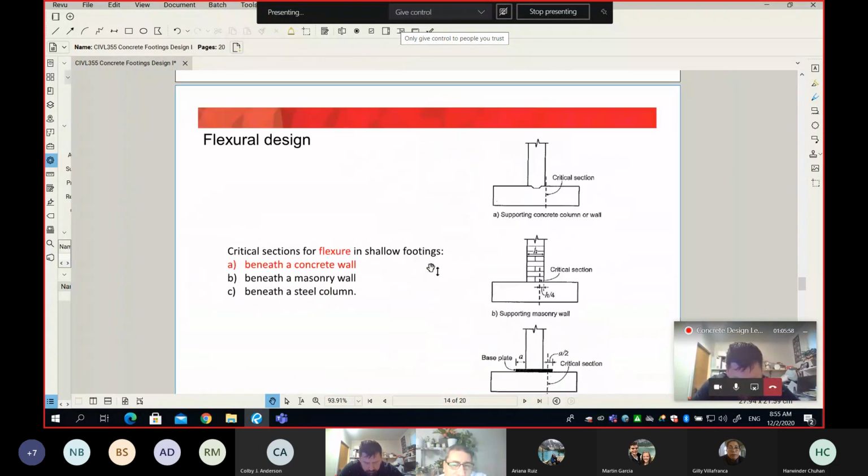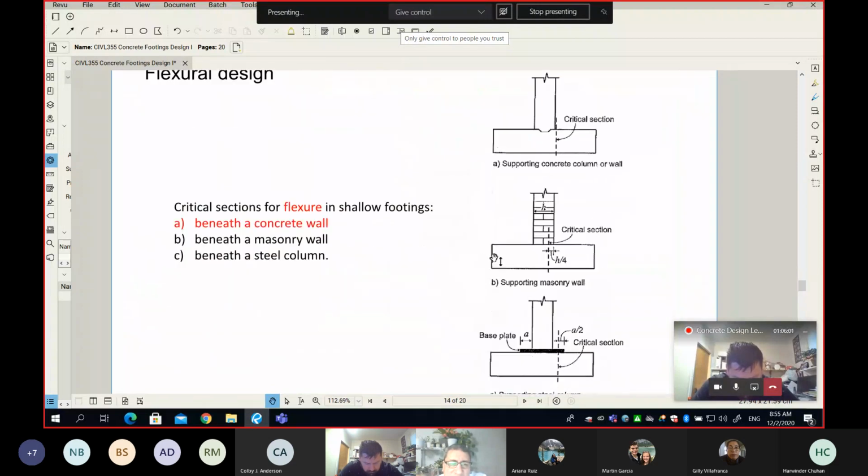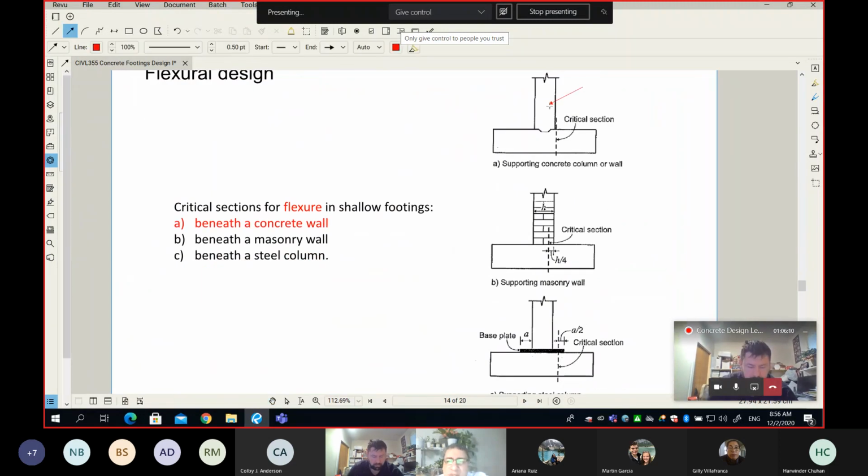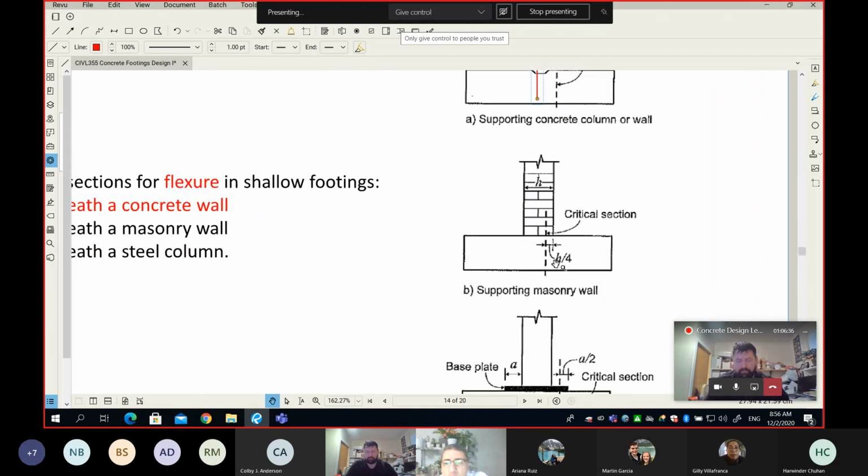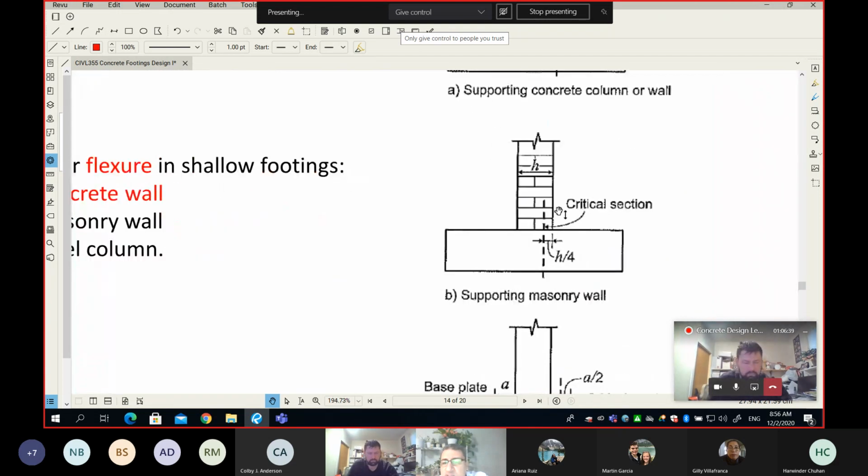Now, a little bit more discussion about the critical section. So the critical section is not really one location. It depends on what rests on the footing. Sometimes it's concrete, and we simply connect the concrete wall to the footing by means of dowels, as we will see. And so in this case, that critical section will be at the face of the wall. If you're adding a wall, but it's not concrete, it is a masonry wall, then the section will be 1/4 of the thickness of the wall in from the face of the wall.